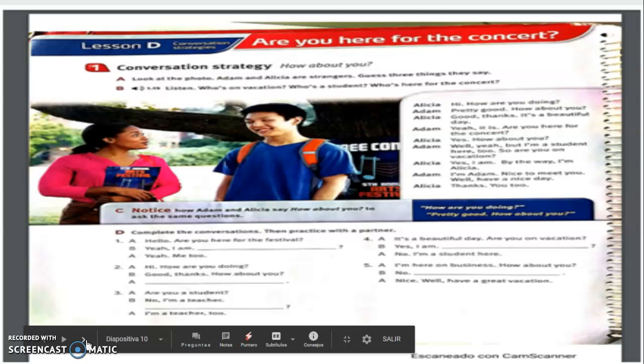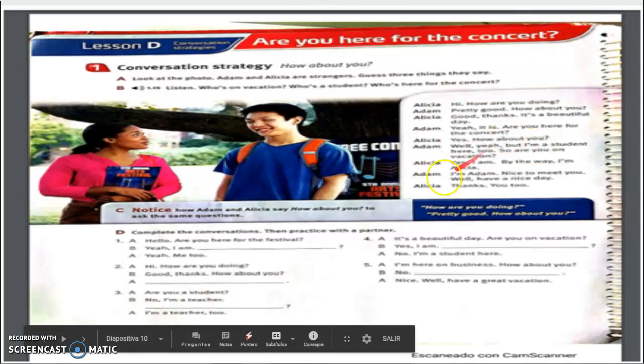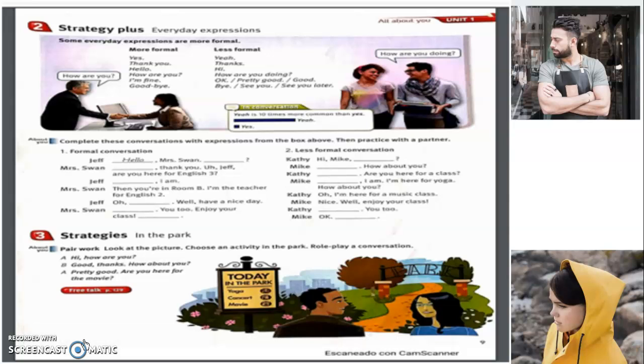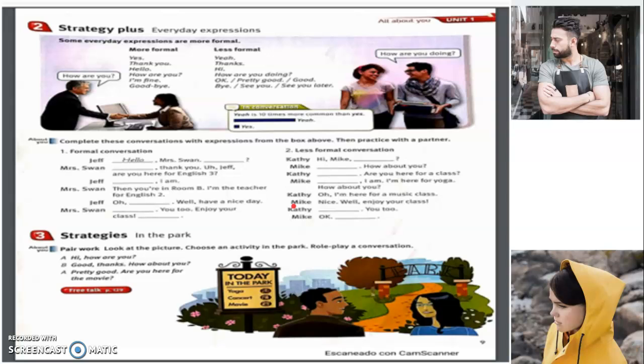Page number 8, we have the topic: are you here for the concert? In the conversation strategy, we have another practice. You need to complete the practice. And here we have an easy and interesting conversation. We continue with page number 9, strategy plus. Also, we have information that you need to complete. You need to read and complete all the information.